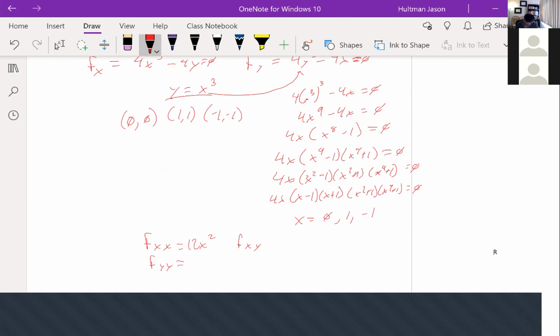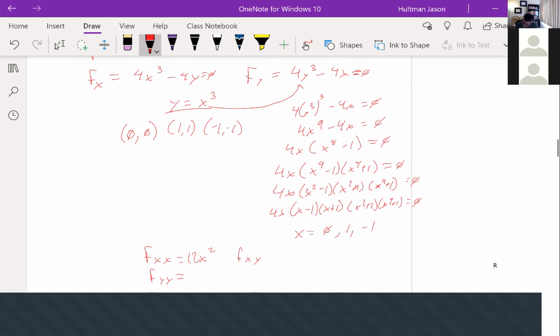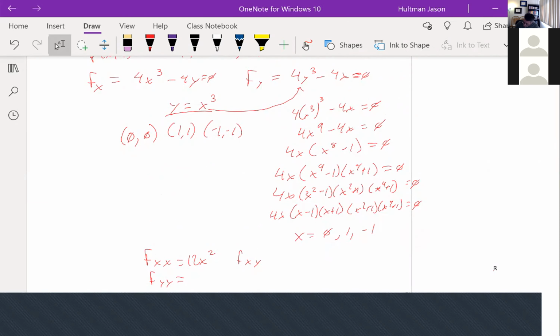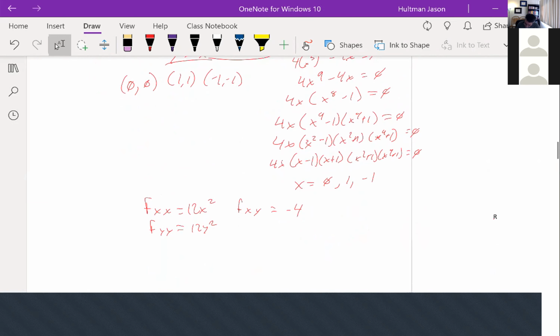Okay, what about yy? What's yy going to be? Well, that's going to be 12y squared, right? Okay, and what's xy? Well, that's going to be just negative 4. Yeah, negative 4. Okay, so we have 3 points to test.